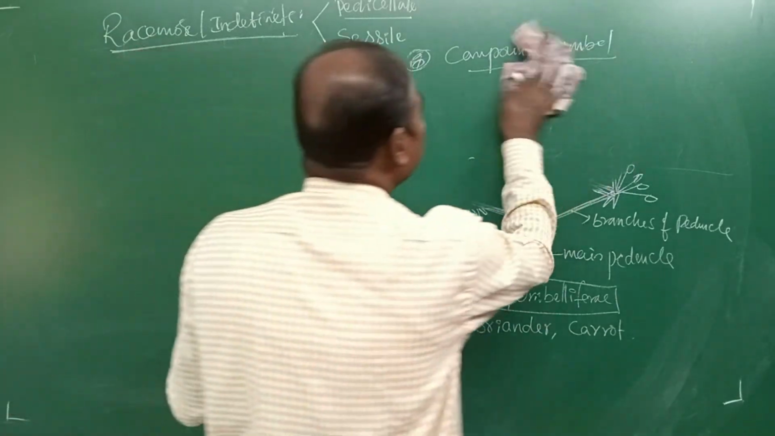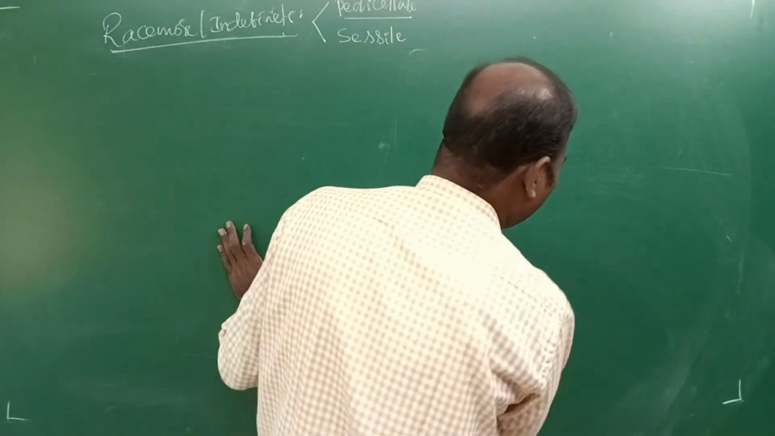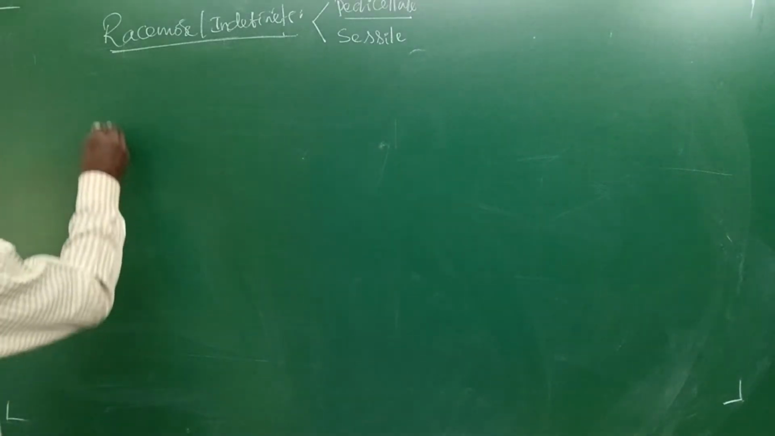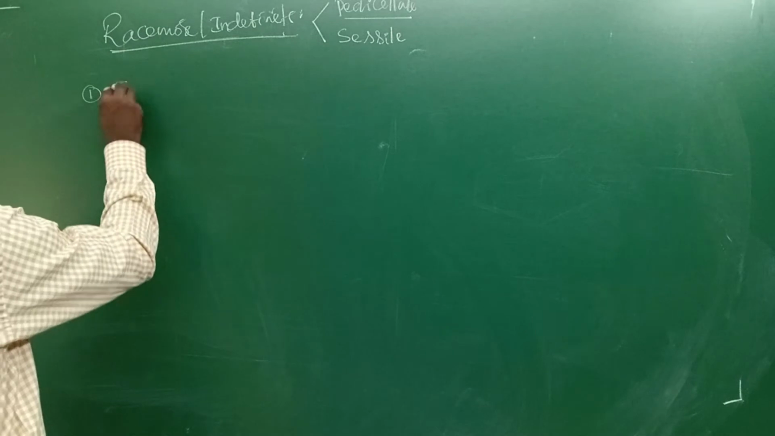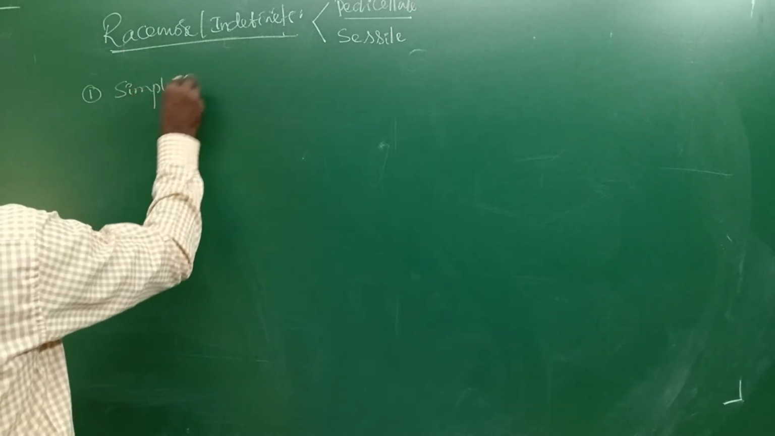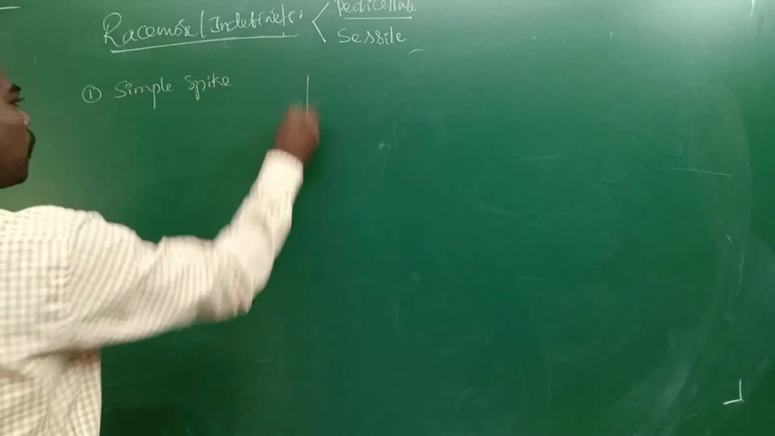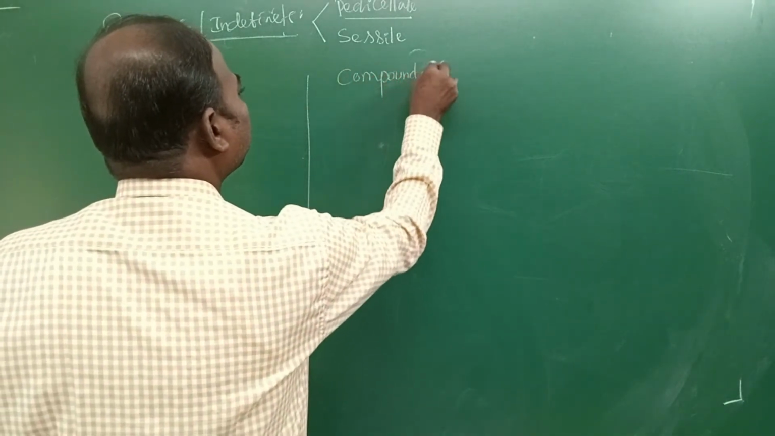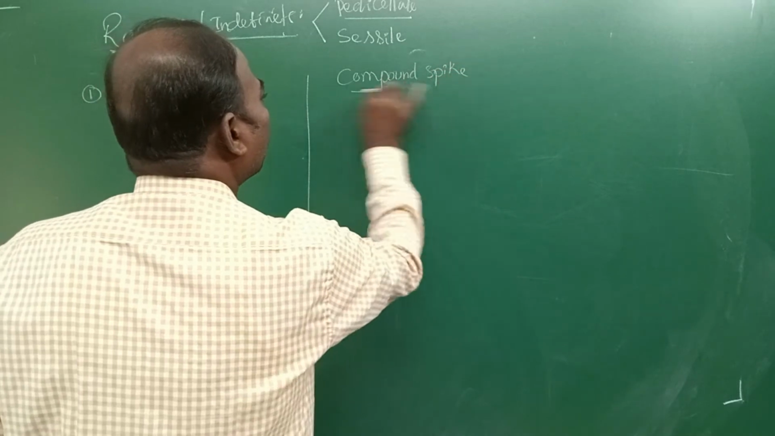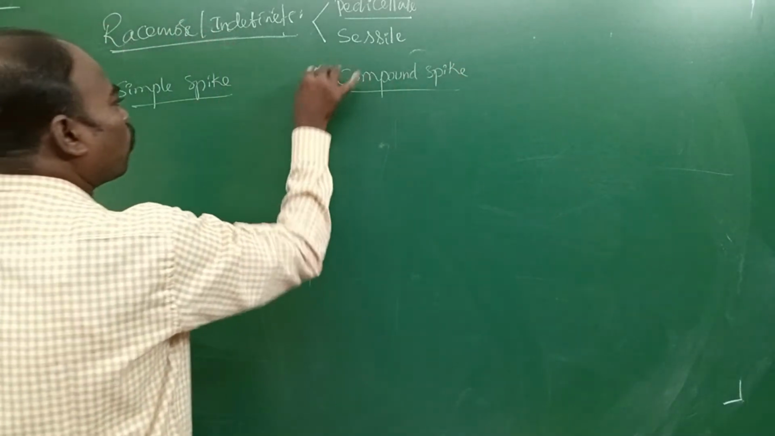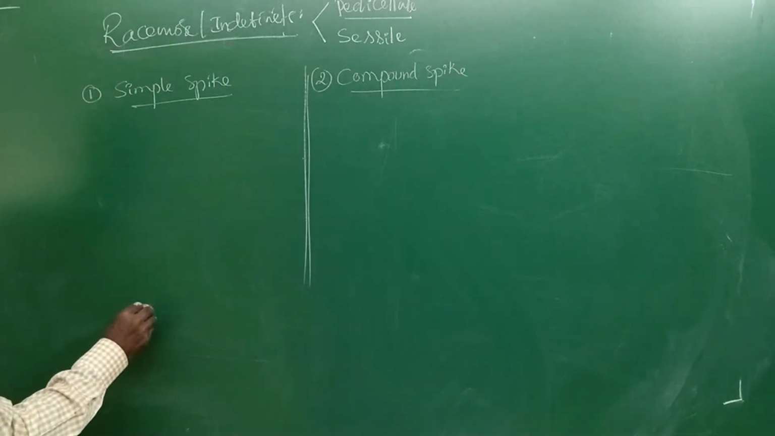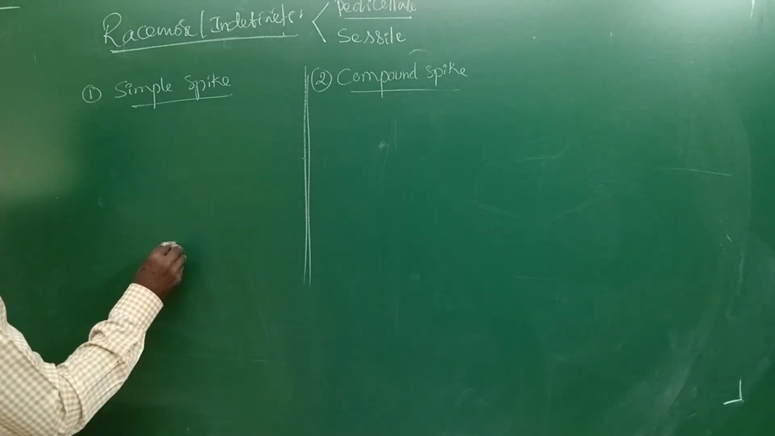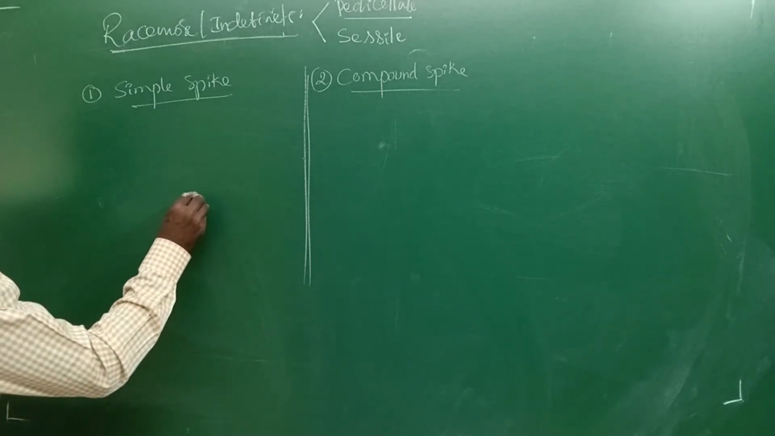Now, we discuss the sessile racemose type. The second type is sessile racemose. What is sessile racemose? Here, simple spike, then compound spike. When you see what spike inflorescence means, the peduncle grows continuously by producing flowers without stalks.